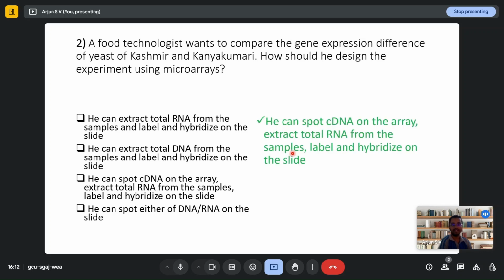So the answer for this is spotting cDNA on the array, extracting total RNA from the samples, labeling and hybridizing on the slide, which is the way for doing microarray based experiments. Whichever RNA fits with the complementary DNA of the sample, it will hybridize and it will fluoresce, giving you the output or the gene expression difference.